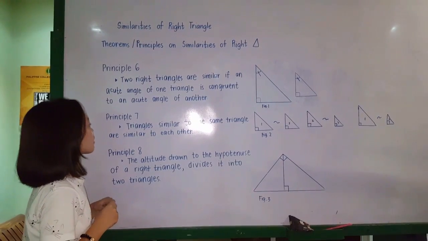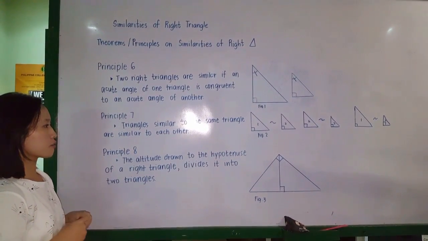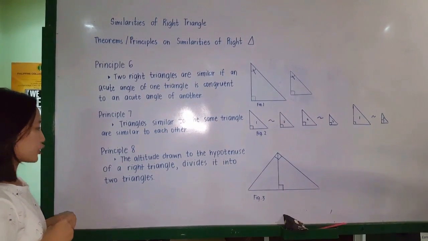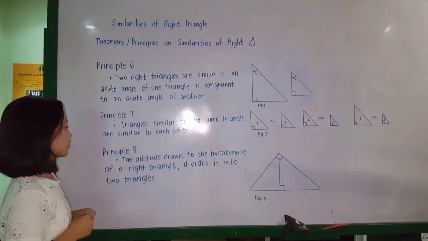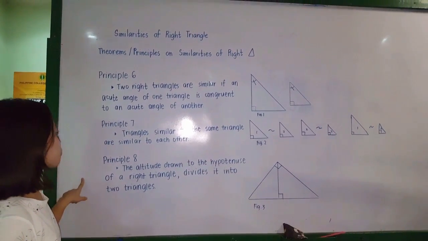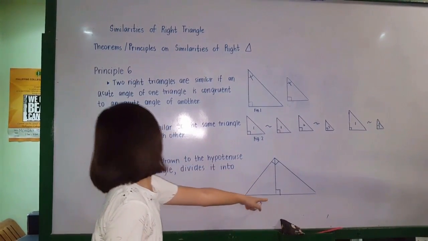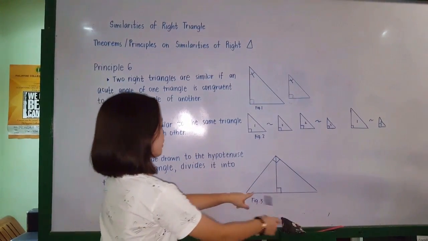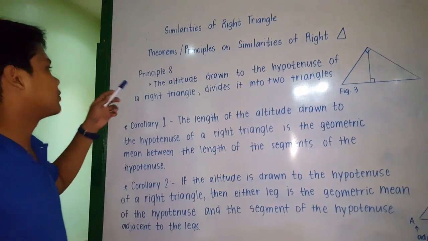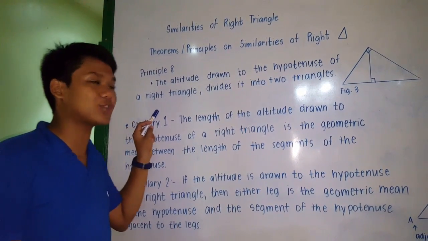Principle 7. Triangles similar to the same triangle are similar to each other by transitivity. Principle 8. The altitude drawn to the hypotenuse of a right triangle divides it into two triangles. According to principle 8, if the altitude is drawn to the hypotenuse, then it divides it into two triangles. We're going to discuss principle 8 again.